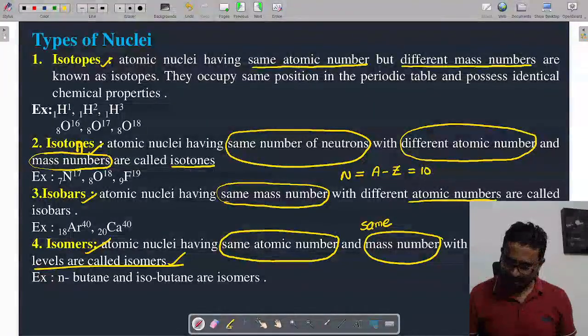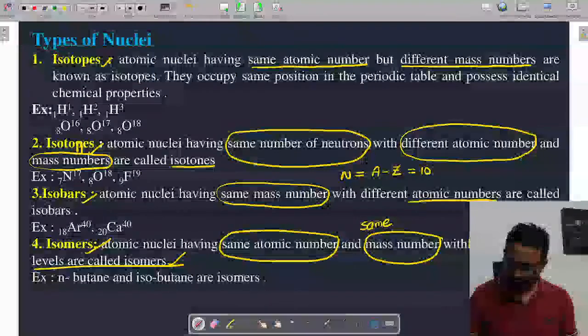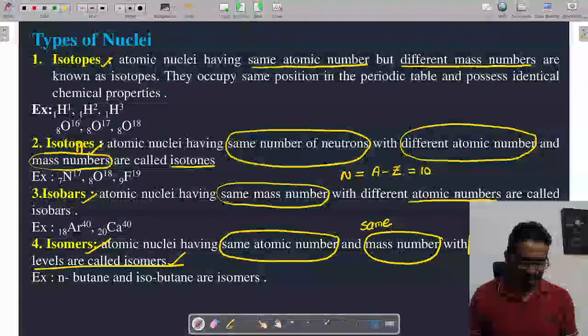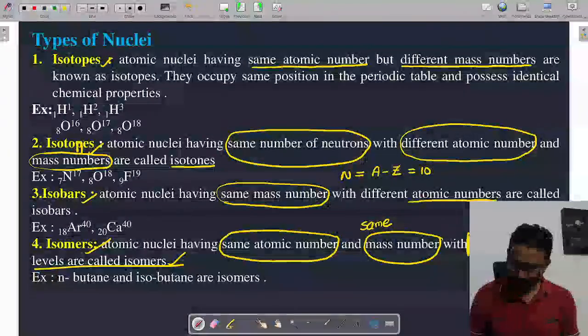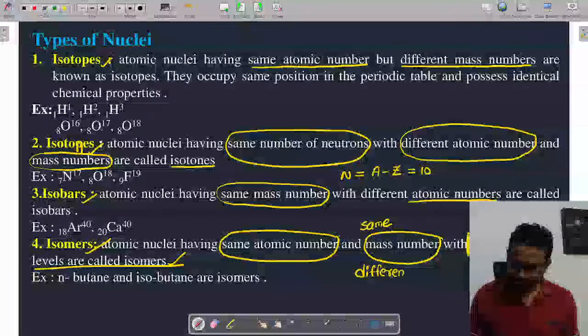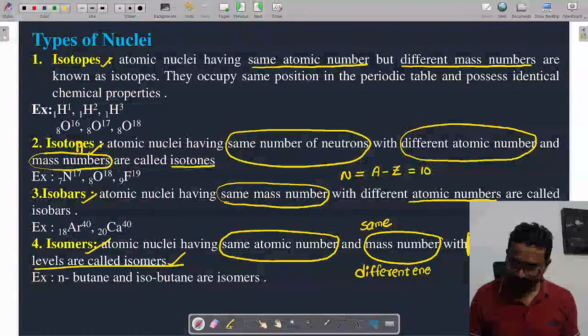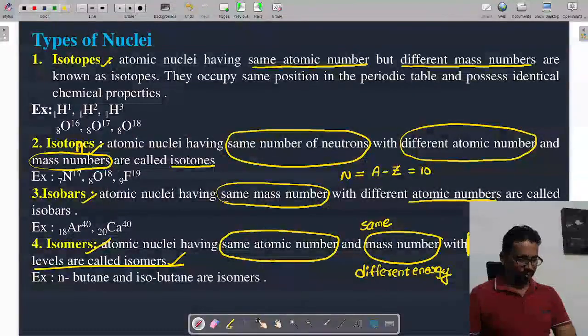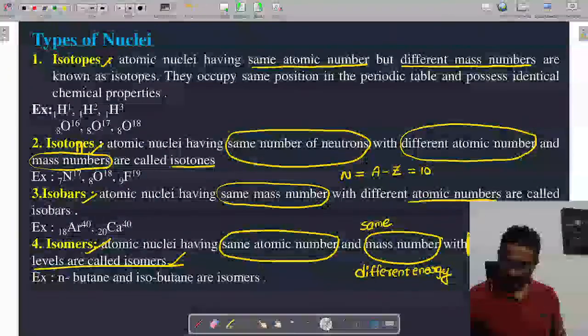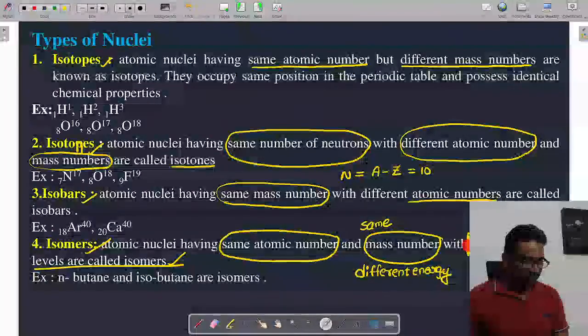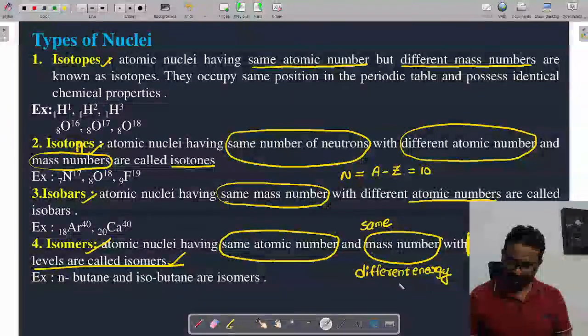Yes, this side is not visible now. After that, you can write it here. Different energy. This corner is not visible now. So that is different energy.